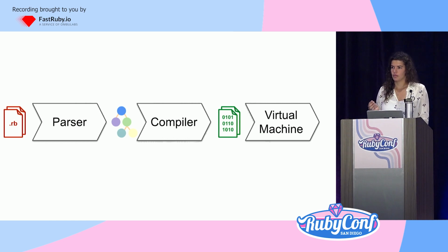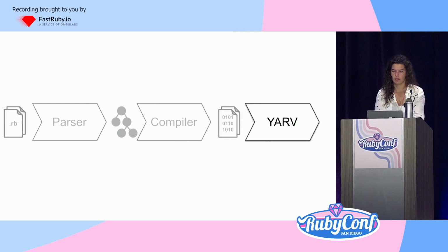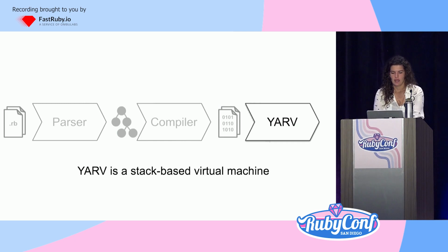But our virtual machine is what's really critical to understand here. The virtual machine is called YARV, which stands for Yet Another Ruby Virtual Machine. That's why Prism was initially YARP, Yet Another Ruby Parser, but its name has since changed. YARV is a stack-based virtual machine. So what does that mean?